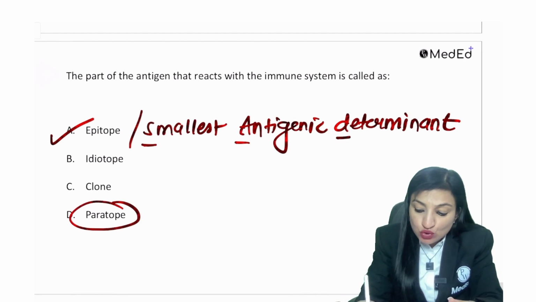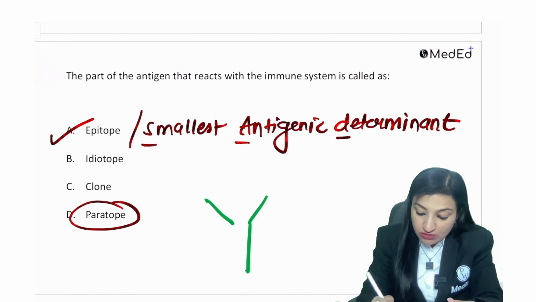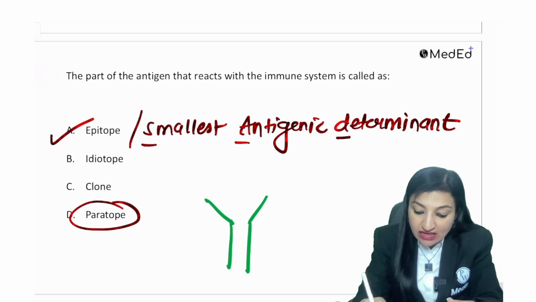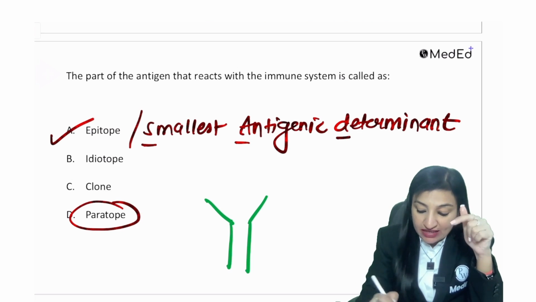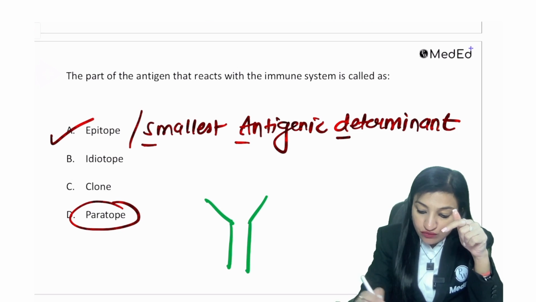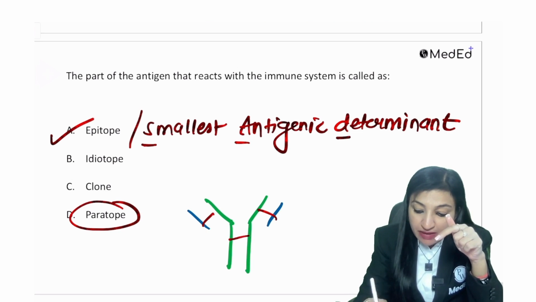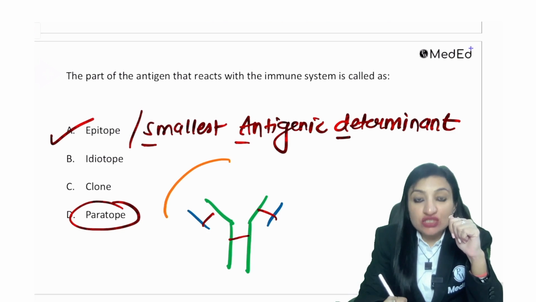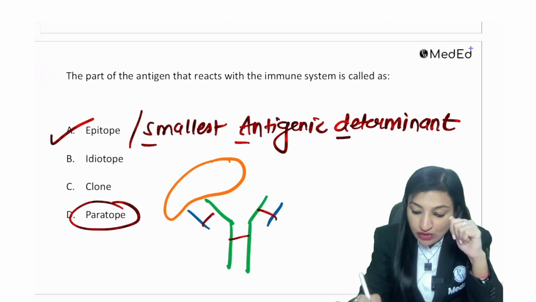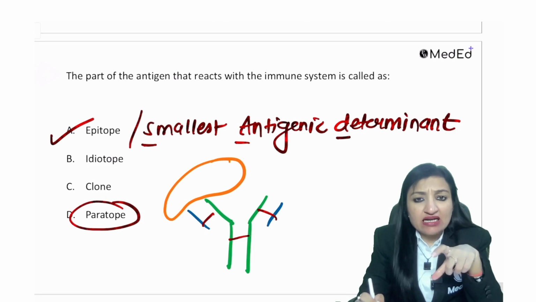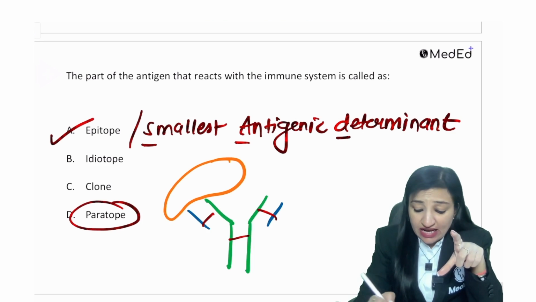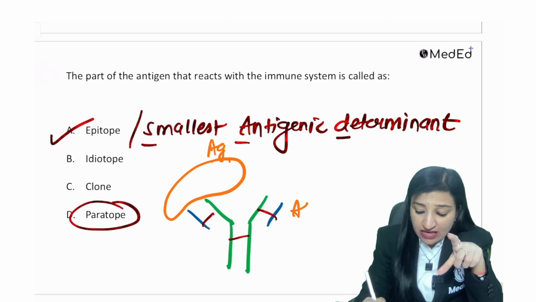So usually we draw antibody at the bottom like this, and at the top of it we draw the antigen. Let's say we have this antibody like this, and it is binding to its antigen. Let me draw the antigen in orange color like this. As you can see, the entire antibody is not coming in contact with the entire antigen. This is the antigen, this is the antibody.